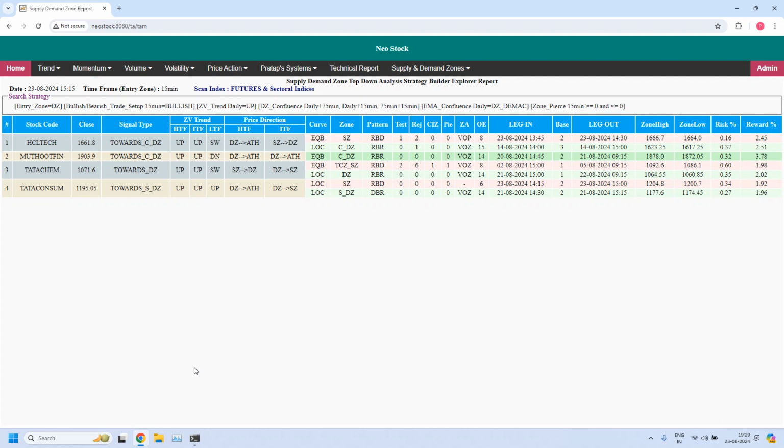When price enters that EMA confluence, that means the price extension would have been completed. With this EMA confluence and trend, the setup is a bullish trade setup. Daily trend is up, 75 minutes trend is up. The 15 minutes target may reach up to the 15 minutes supply zones.